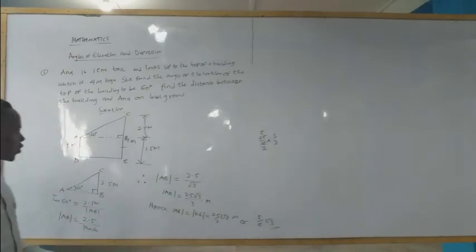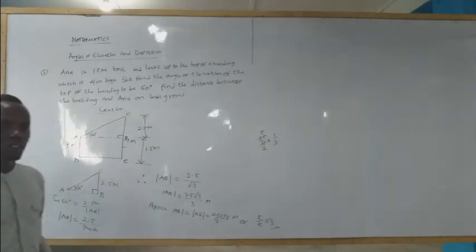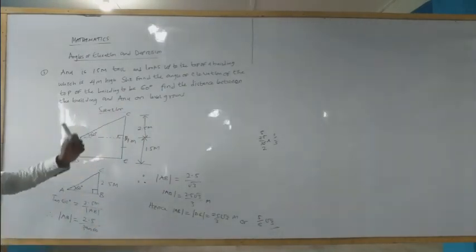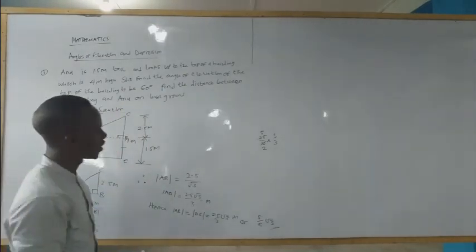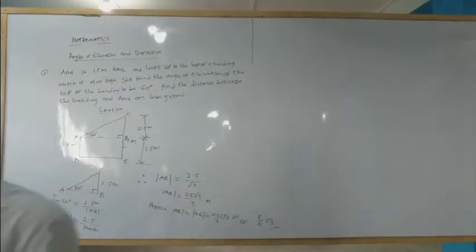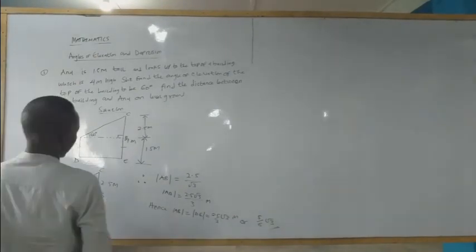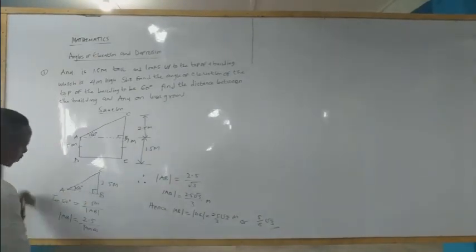So that is it under angle of elevation. Angle of depression is just talking about the same thing, just that we are taking the alternate. Let's quickly look at that. Angle of depression.